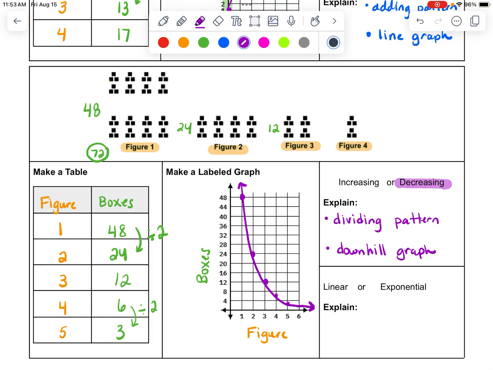Then I'm going to ask myself, is this a linear or an exponential pattern? And the answer is it's exponential. Remember, linear patterns look like lines. There are, again, 2 ways that I know. The first way is that I'm dividing, and anytime you're dividing or multiplying, it's always going to give you this curved graph, and it's going to be exponential. Or another way is that there is an airplane graph.